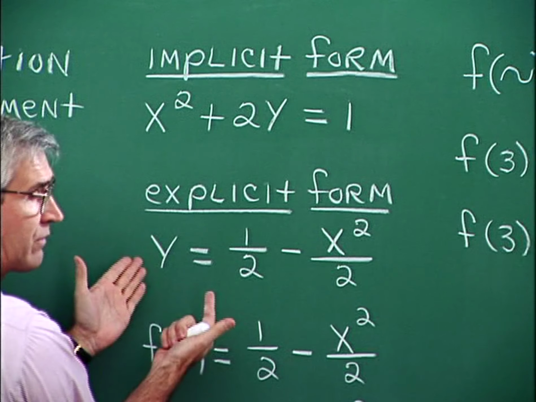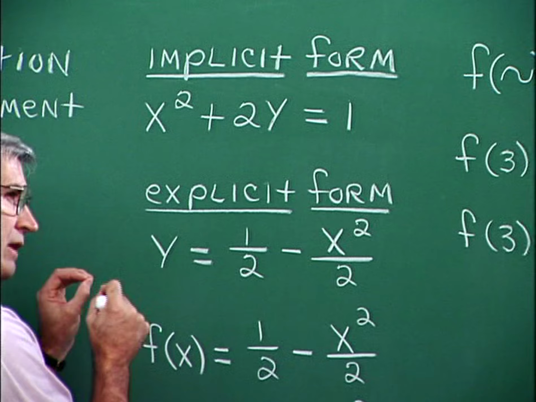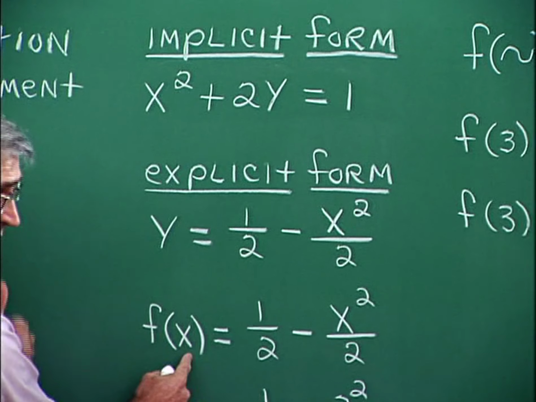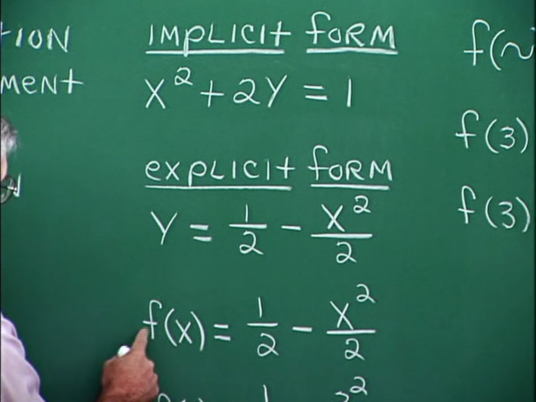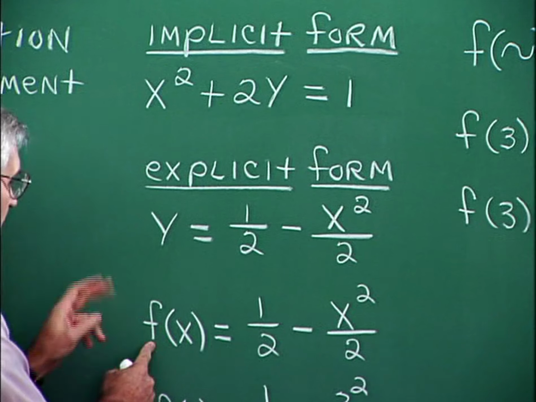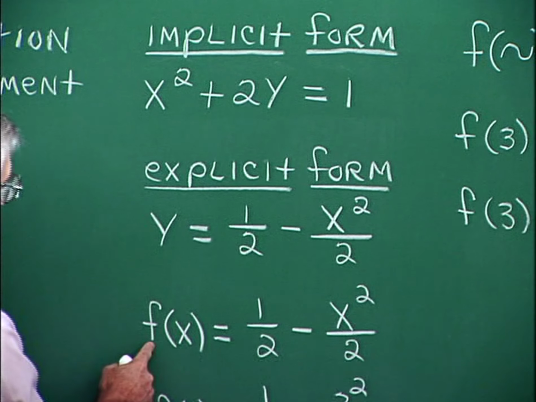When we solve it for y or have y isolated, it's an explicit form. The notation that involves the function idea is this f of x. We say this is f of x. It doesn't mean f times x. Remember, f is the name of the function. It could be f or g or h or another letter name that we give to this.